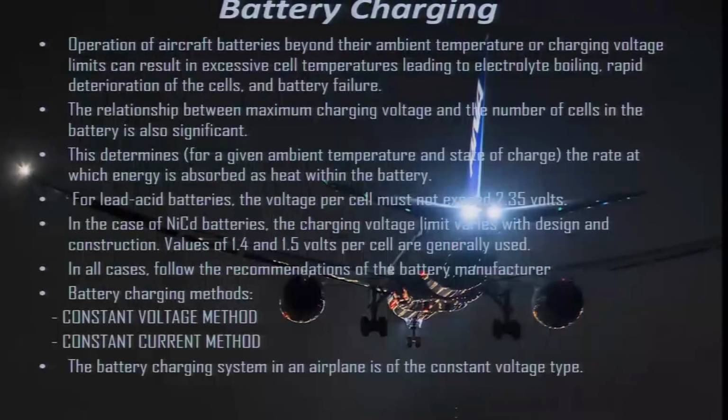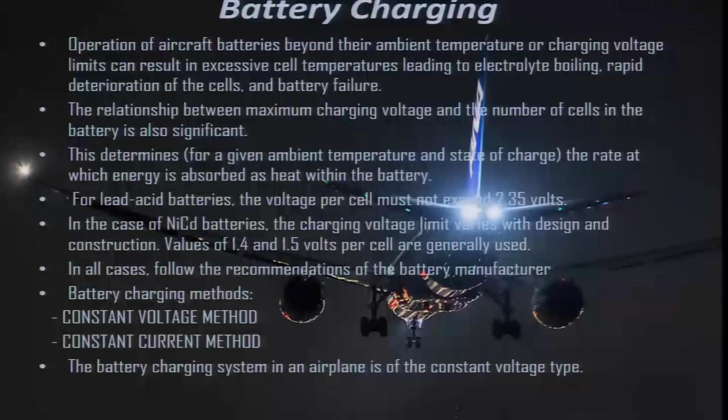Operation of aircraft batteries beyond their ambient temperature or charging voltage limits can result in excessive cell temperatures, leading to electrolyte boiling, rapid deterioration of the cells and battery failure. The relationship between maximum charging voltage and the number of cells in the battery is also significant. This determines the rate at which energy is absorbed as heat within the battery.